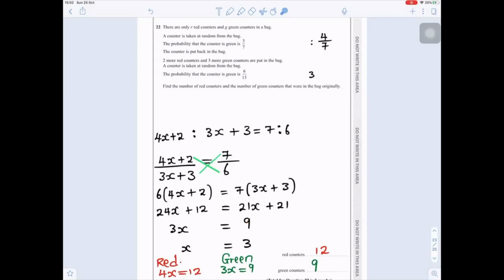And you can work out x to be 3. And so if 3x is 9, that gives you green. 3x is 9, that means there's 9 green. And then 4x is 12, which gives you the 12 red. So there's 9 and 12: 9 for green and 12 for the red.